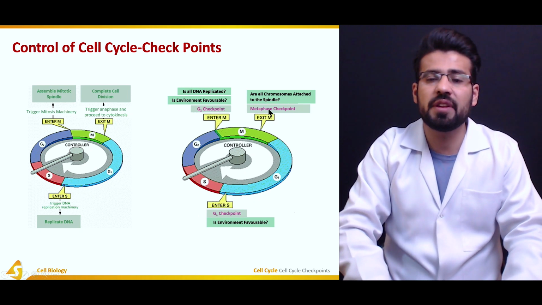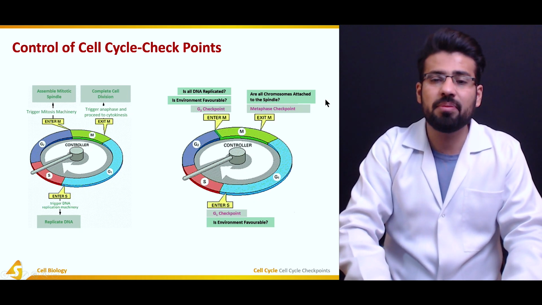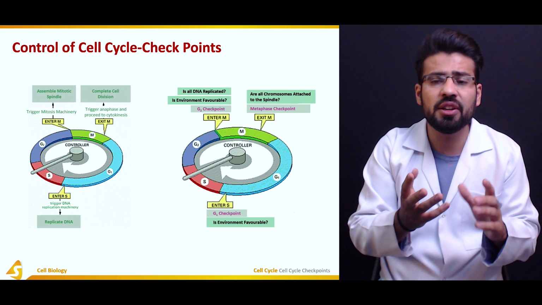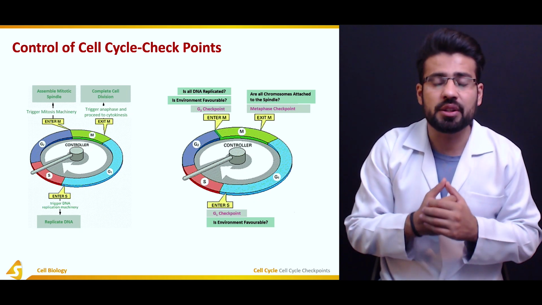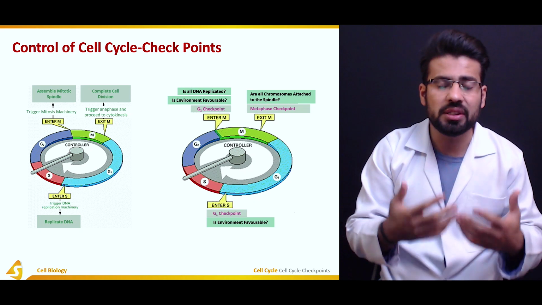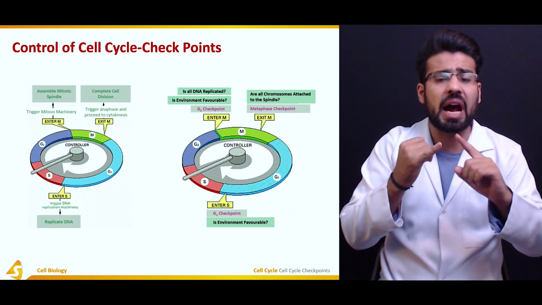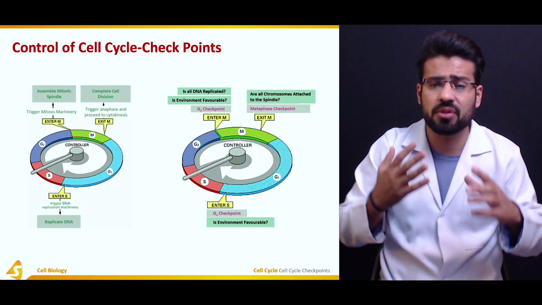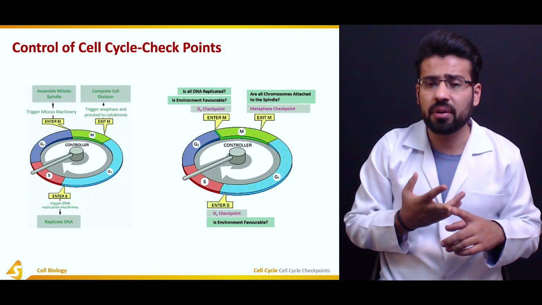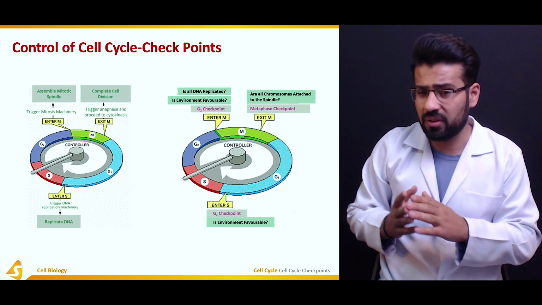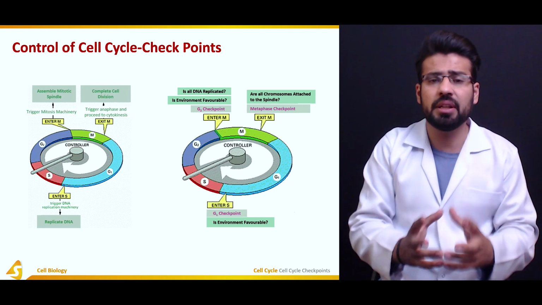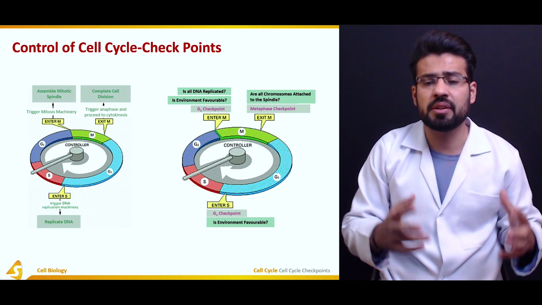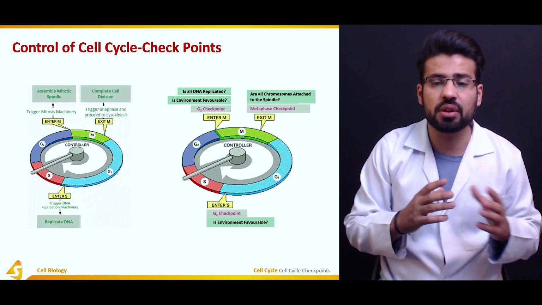So we have a metaphase checkpoint. This particular checkpoint specifies whether the chromosomes are attached to the spindle or not. This would be followed by the G1 checkpoint, where it is seen whether the environment is favorable for DNA replication to take place, whether there is any presence or absence of stress, whether the organelles have already been replicated, and whether the enzymes and molecules that are required for the S phase have been synthesized or not.